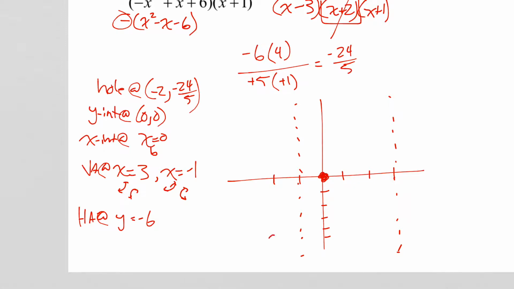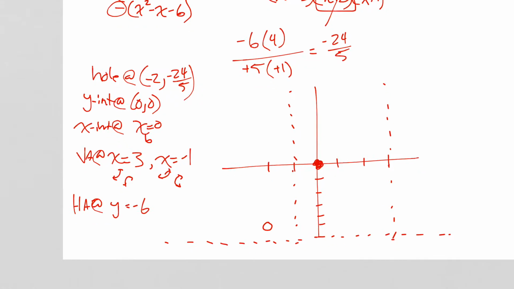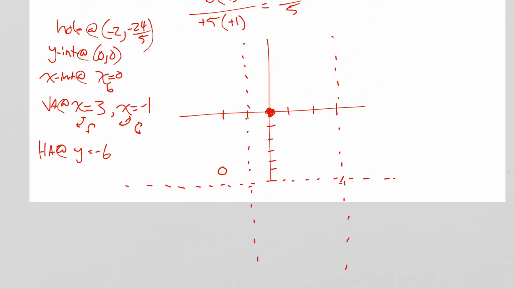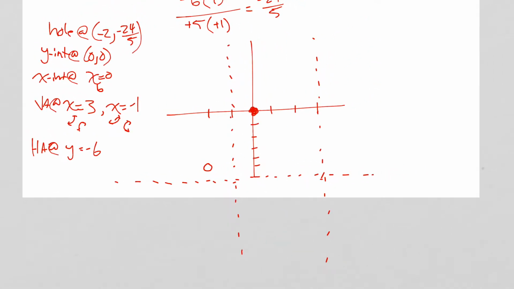Let's make that a little bigger. And last thing, what do we know? Horizontal asymptote at negative 6. So like that. Now, let's sketch stuff in. Start where you know you will be. I don't know where I'm going to be anywhere.